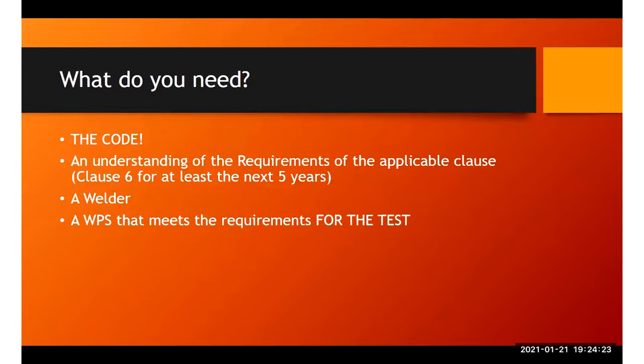A welder doesn't qualify to use a WPS. A welder qualifies to use a specific set of variables in production, and when they're in production, they use a qualified WPS, but they don't have to overlap. A welder does not have to be qualified to use a WPS for its full range. And they've got to have materials for the test that comply with the WPS.